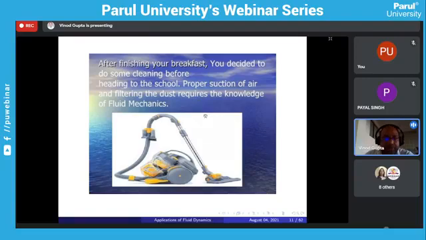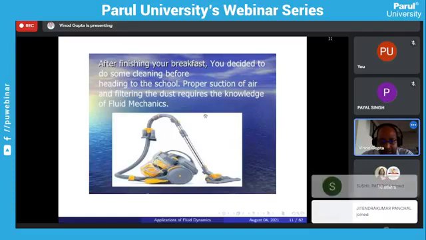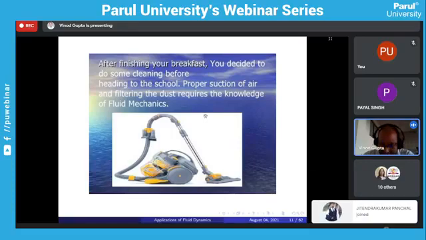And this is the cleaning process. When you go for cleaning, we use suction here, because the suction process is there.